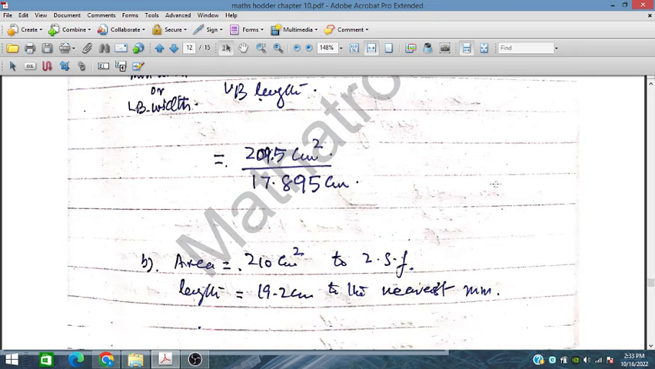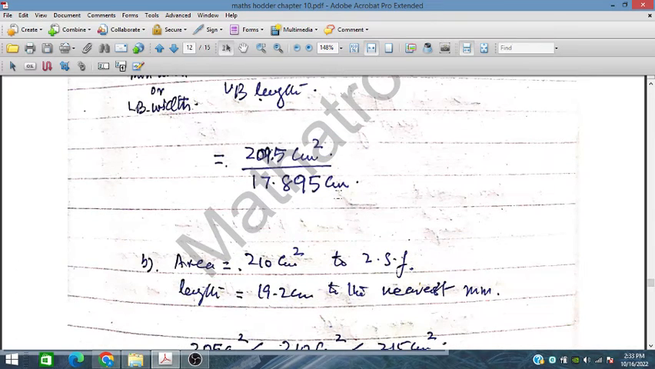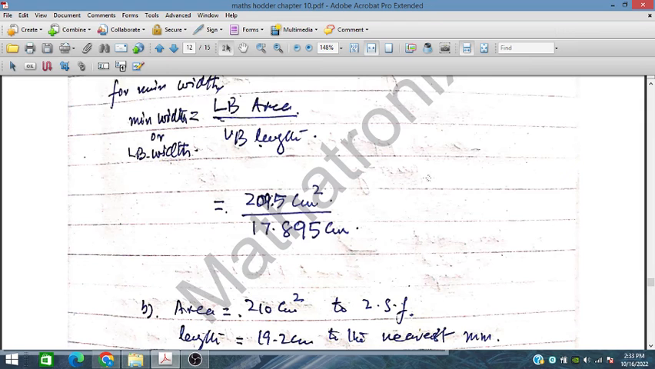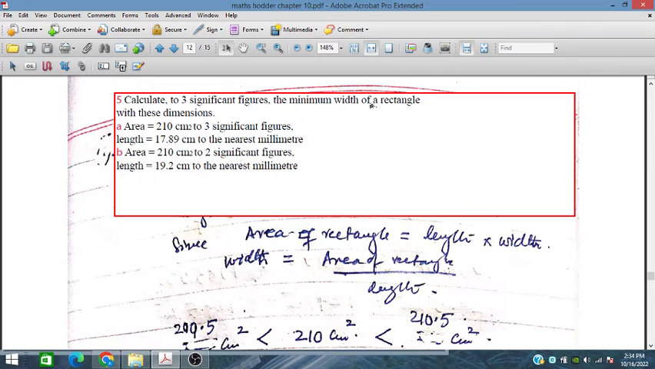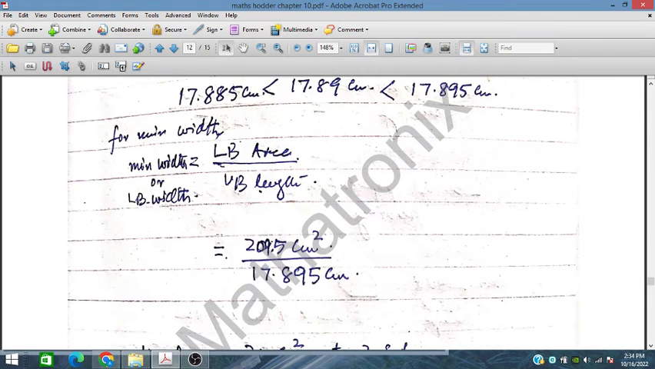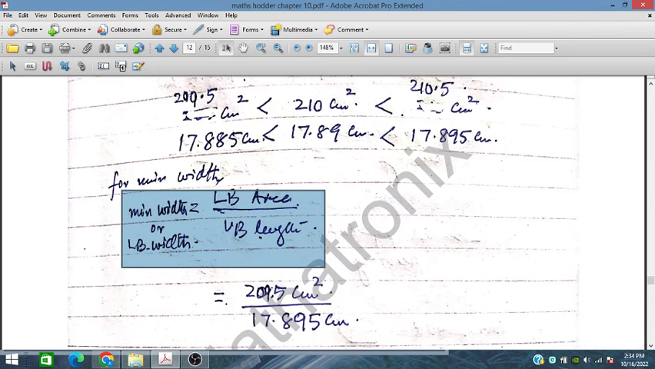This will give the answer in centimeters. This is the minimum width that will be achieved, because the area is on the lower side and the length is higher, so the width will be minimum in this case. If we divide this value by this value, we get the lower bound width of the rectangle. That was the requirement: the minimum width of the rectangle. So this area has to be divided by the maximum length.